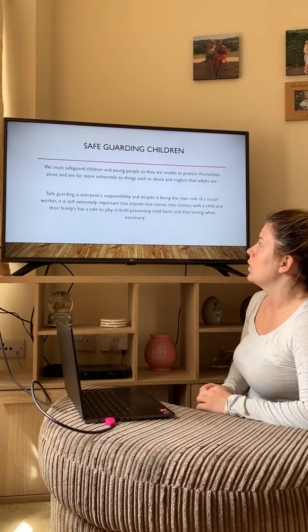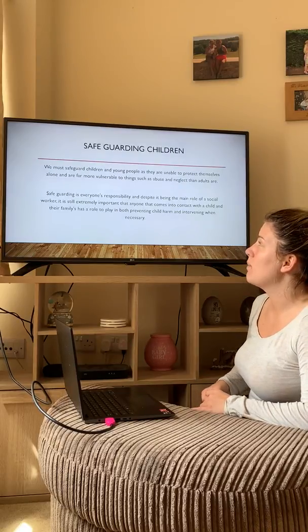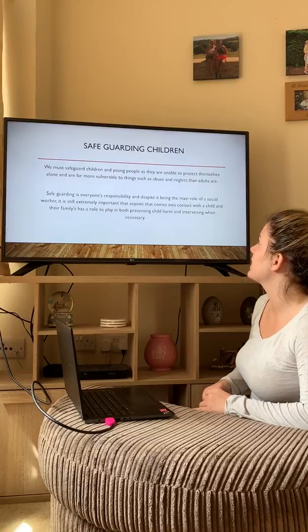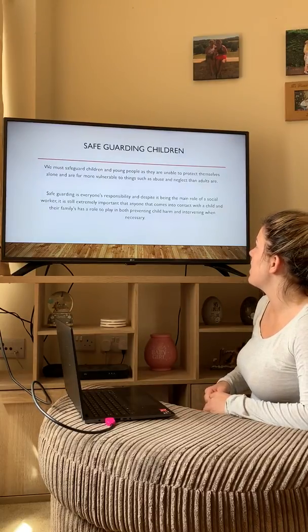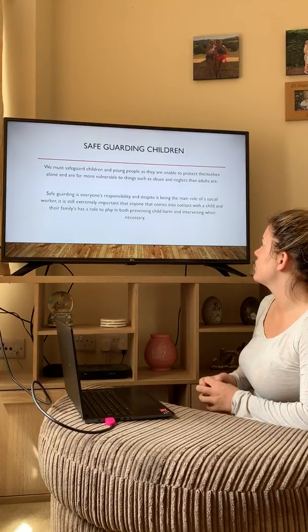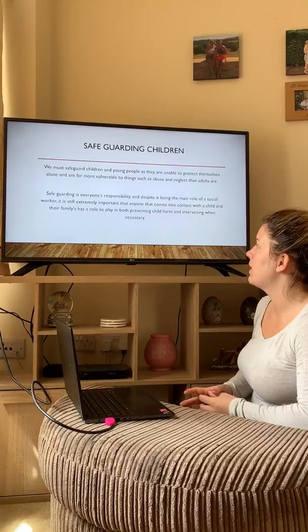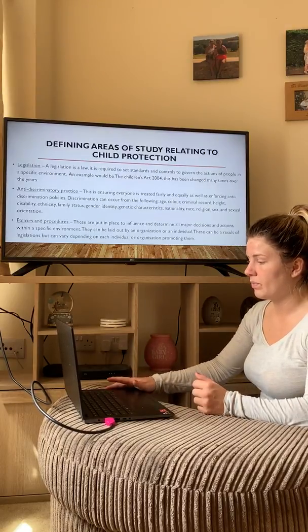Safeguarding children. We must safeguard children and young people as they are unable to protect themselves alone and are far more vulnerable to things such as abuse and neglect than adults are. Safeguarding is everyone's responsibility, and despite it being the main role of a social worker, it is still extremely important that anyone that comes into contact with the child and their families has a role to play in both preventing child harm and intervening when necessary.